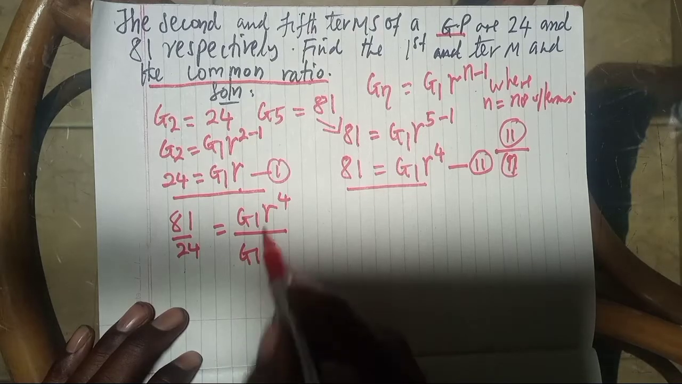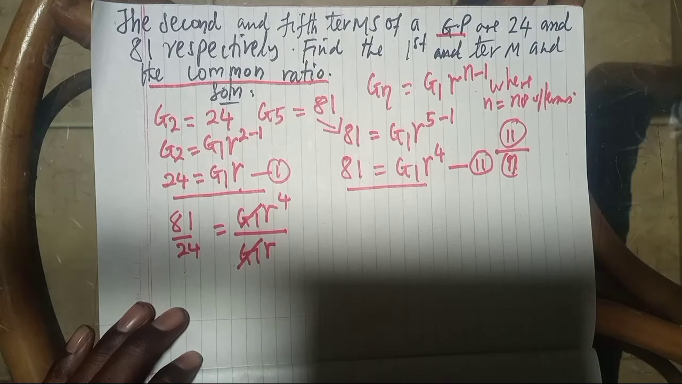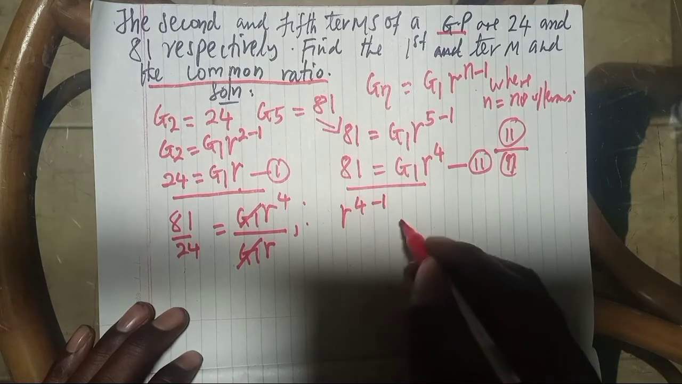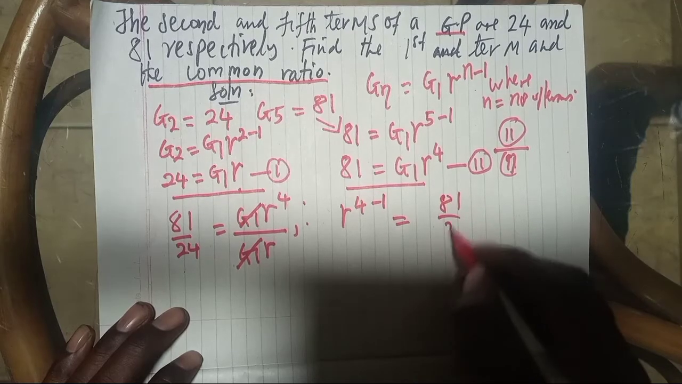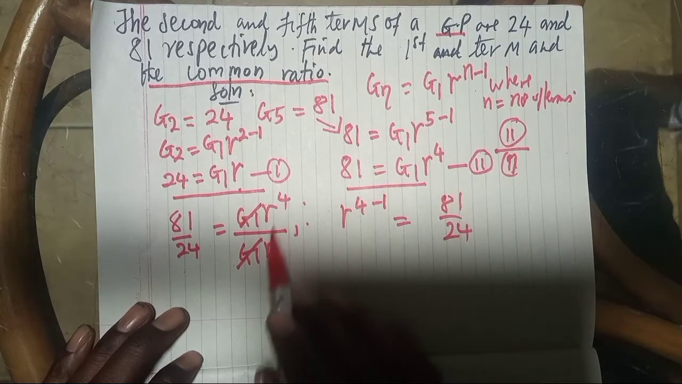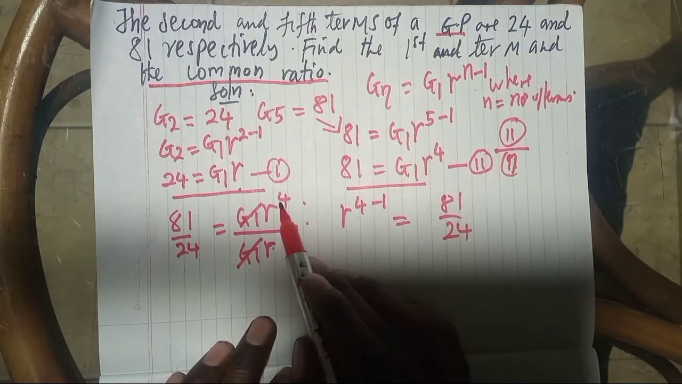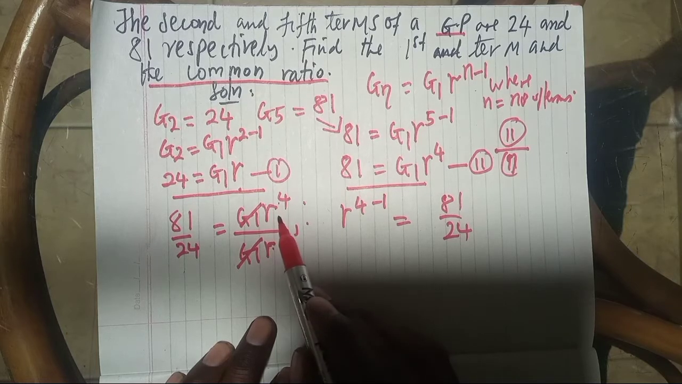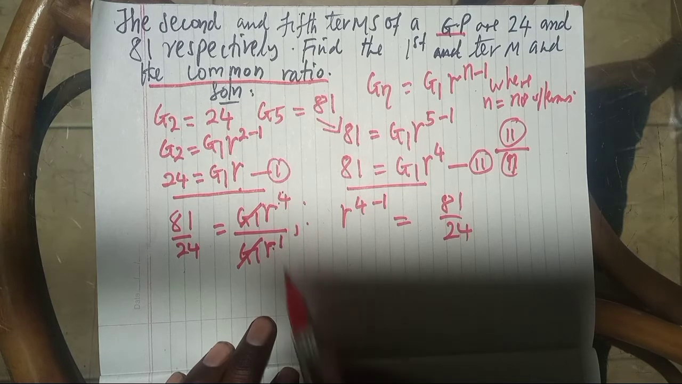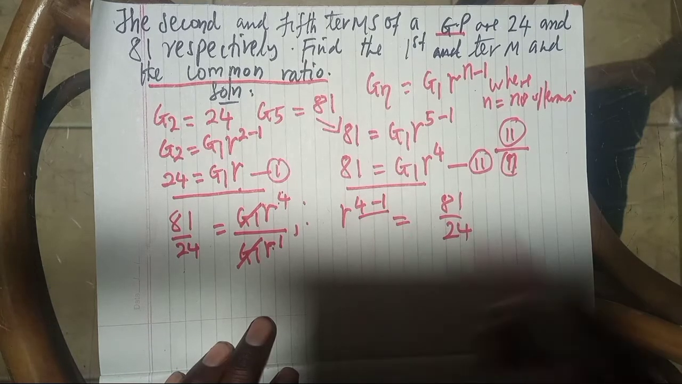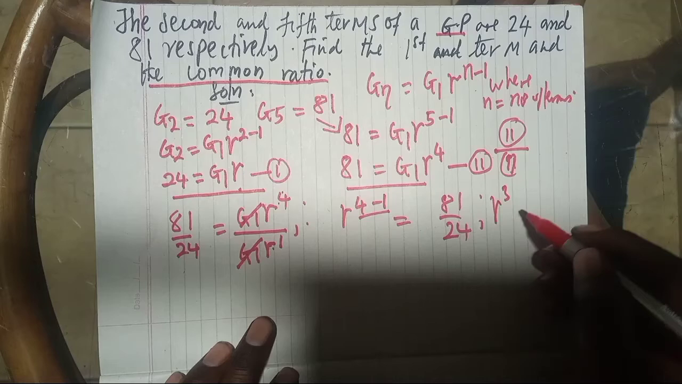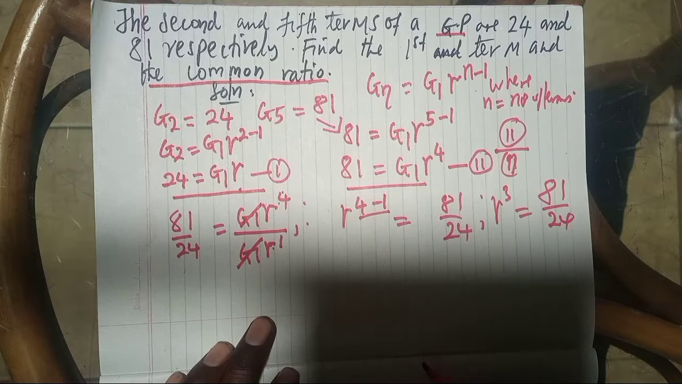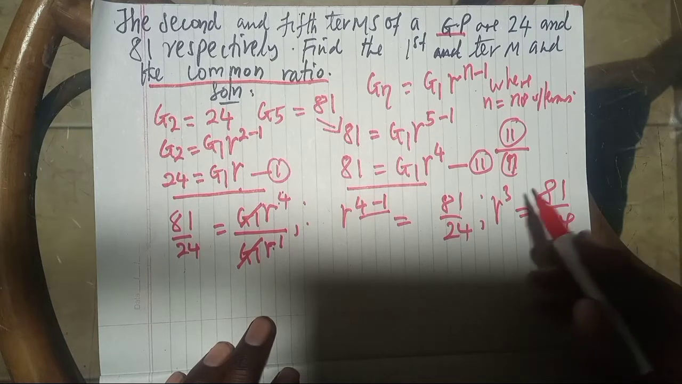G1 R. Mathematically, this and this cancel out. Mathematically, this is simply written R^(4-1) is equal now to 81 over 24. Why have I done this one? Kwa sababu, ukienda kwenye radicals, manake hii hapa ni power 1, ambapo if now bases are equal and there is division, now we find the difference in the exponents. Kwa nimetafuta tofauti yao, and that is why now we say it is R^3 is equal now to 81 over 24.